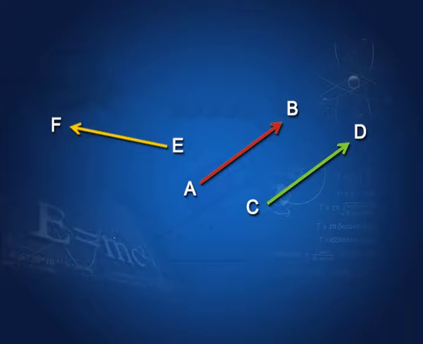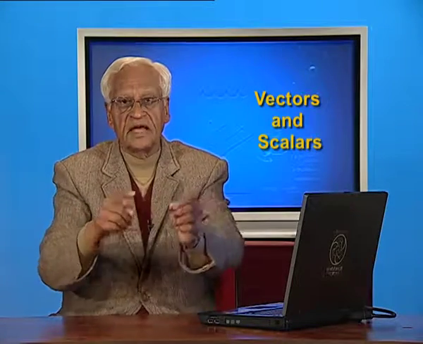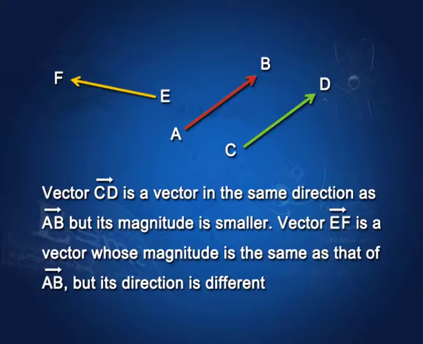Vector EF has the same magnitude as vector AB, because the length of the line is the same, you can check, but its direction is different. So, all these vectors have different properties. CD and AB are parallel, but have different magnitudes. EF and AB have the same magnitude, but different directions.